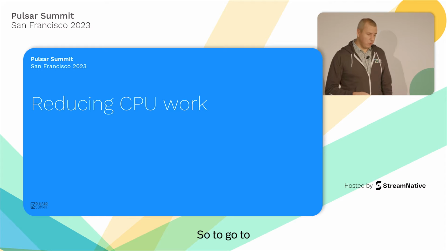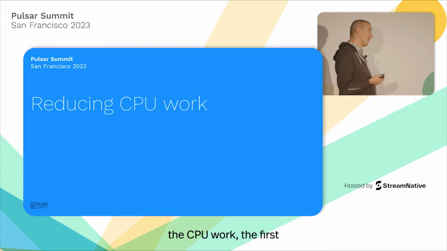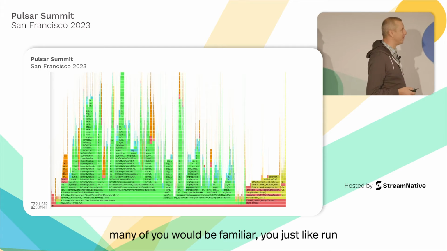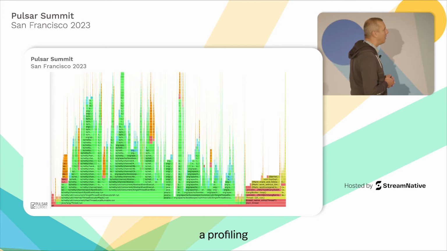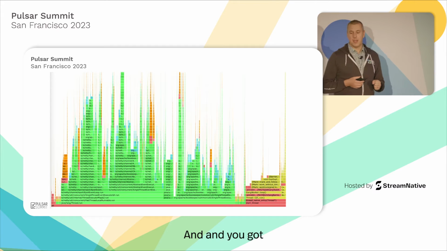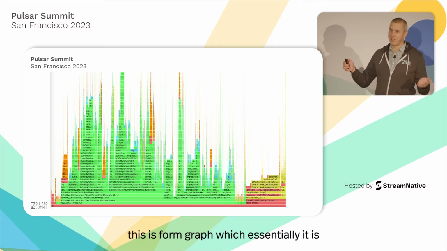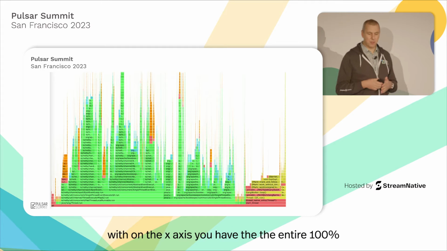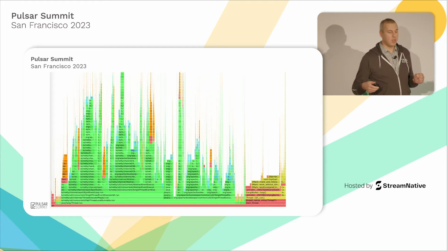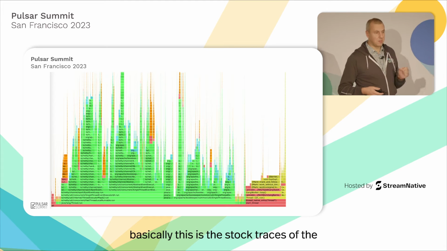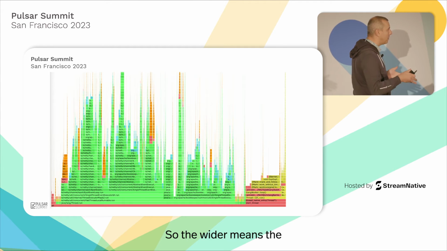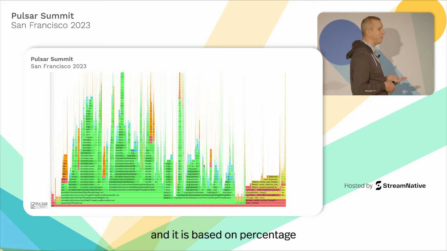So to go to reducing CPU work, the first tool here is using profilers. I'm sure many of you will be familiar. You just run a profiling job either on BookKeeper or the client or the broker, and you get this flame graph. For those of you not familiar, on the x-axis you have the 100% of the CPU usage, and on the y-axis, the stack traces of the places where the CPU is used. The wider means the more time is spent there, and it is based on percentage.